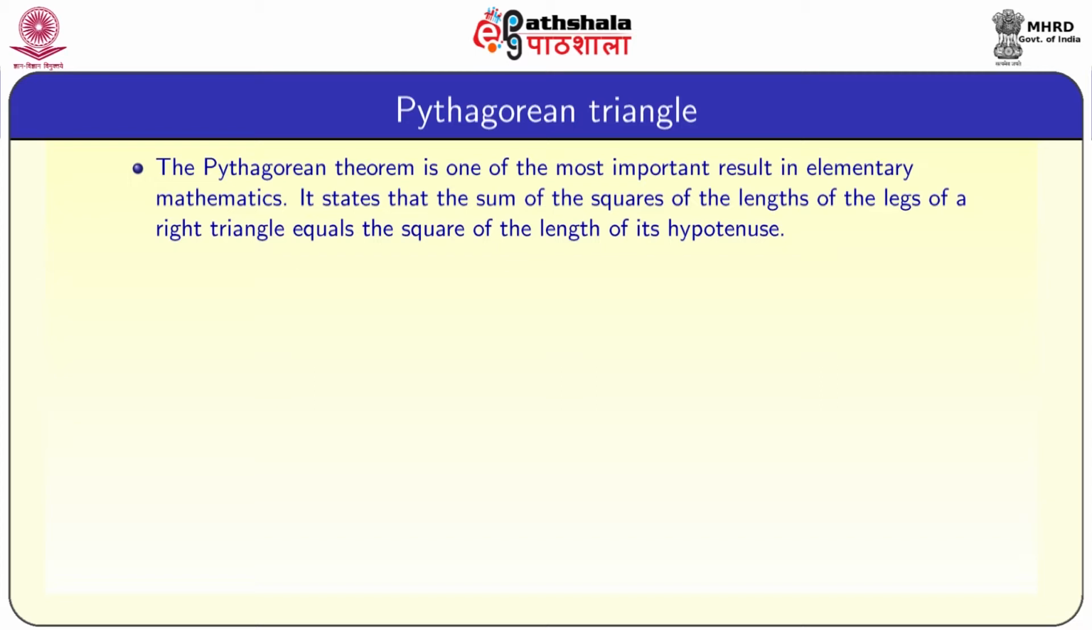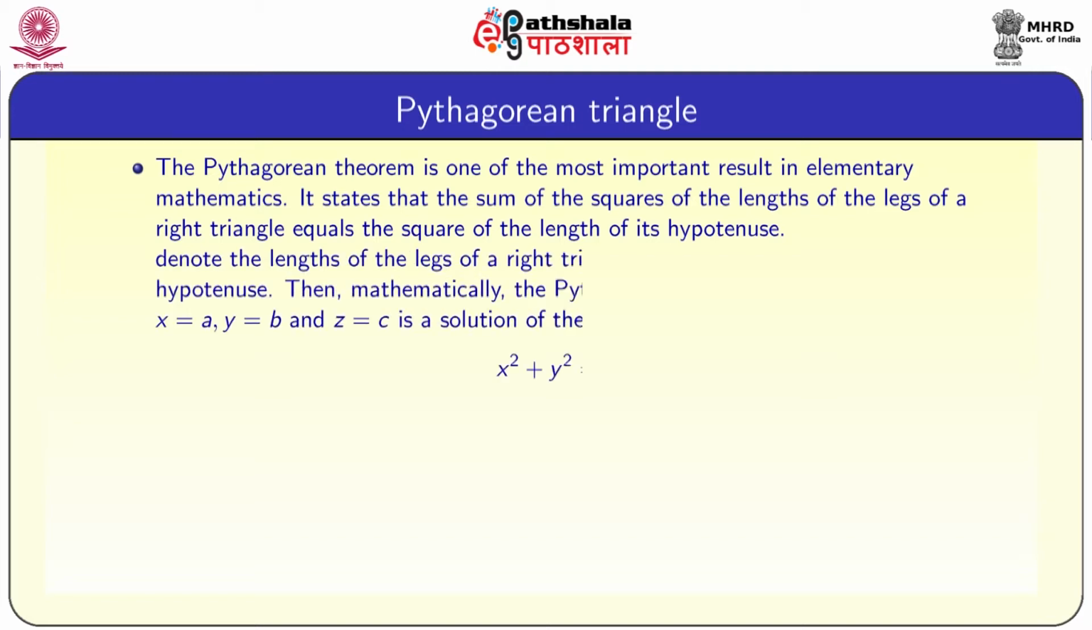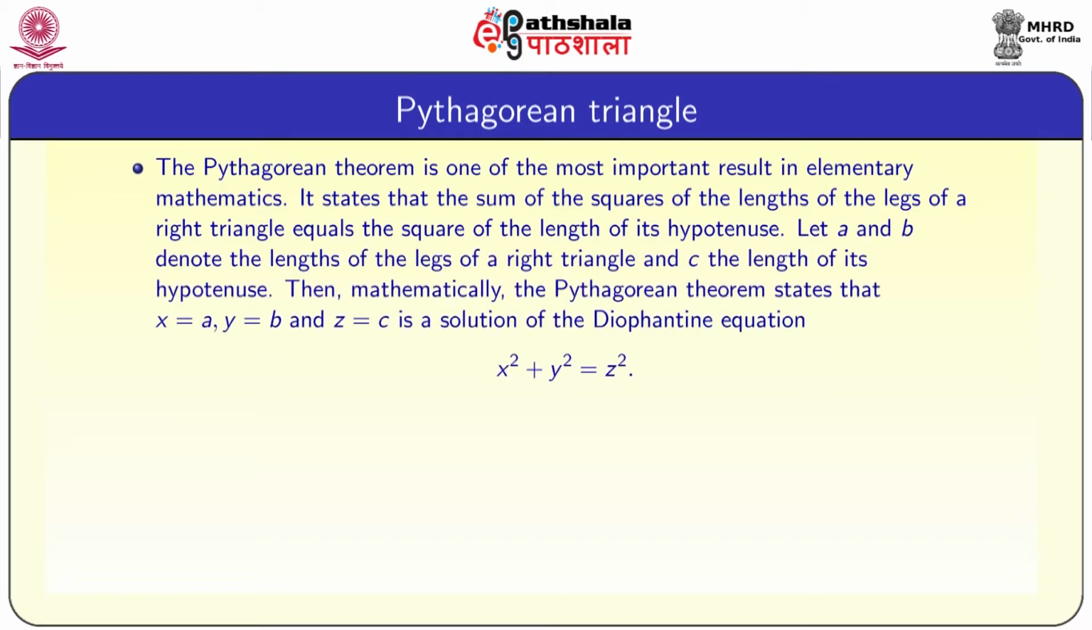The Pythagorean theorem is one of the most important results in elementary mathematics. It states that the sum of the squares of the lengths of the legs of a right triangle is equal to the square of the length of its hypotenuse. Let a and b denote the lengths of the legs of a right triangle and c the length of its hypotenuse. Then mathematically the Pythagorean theorem states that x equal to a, y equal to b and z equal to c is a solution of the Diophantine equation x square plus y square equal to z square.